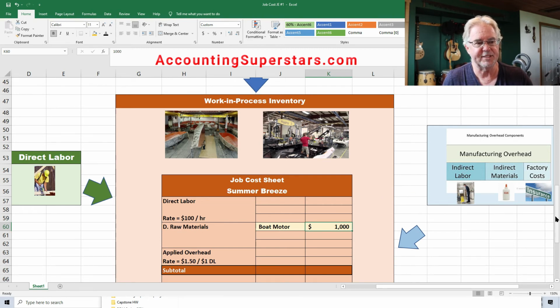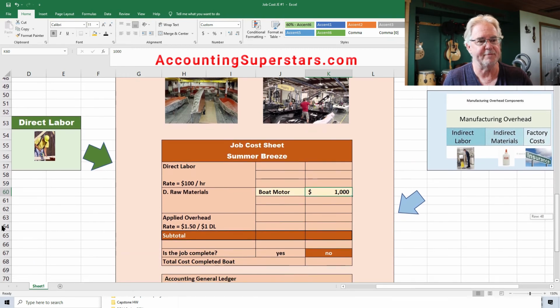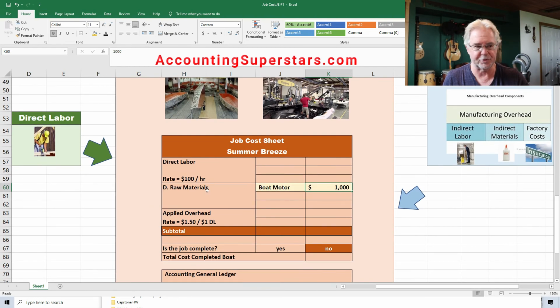Now the job cost sheets, that's a record of the job that's going on. So they're building a boat called Summer Breeze. And they need to record all the costs. So I don't have all the costs written down here, but they will include direct labor and other raw materials and overhead, and they'll total it all up.